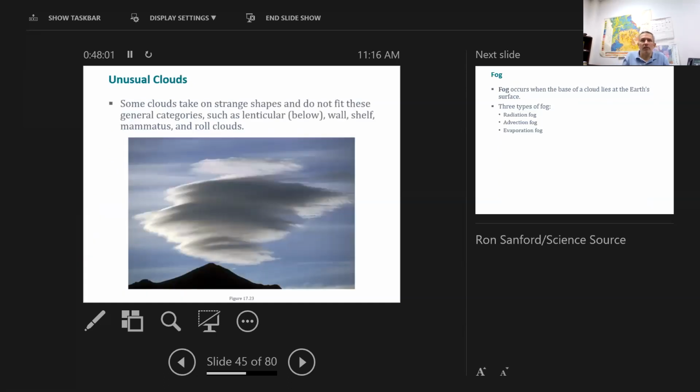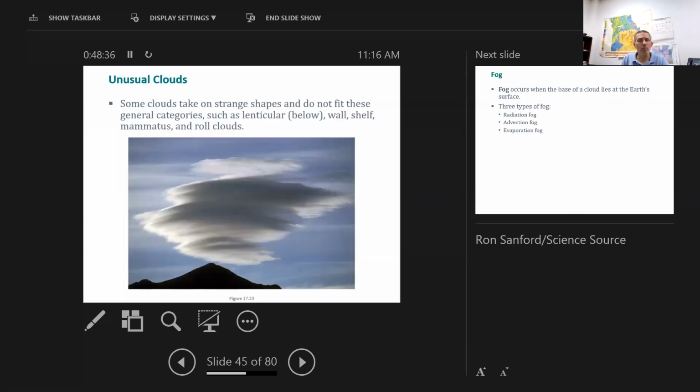Here's an image of a lenticular cloud, a lens cloud, where the air mass is pushed up only in a small location, creating this lens cloud associated with this mountain. You can have very unstable air moving around to create mammatus clouds and rolling clouds, lots and lots of different types of clouds. Your book calls these unusual clouds.